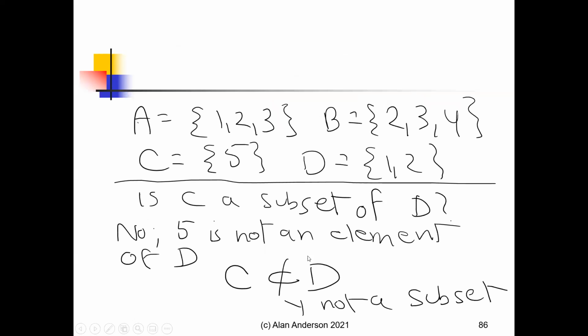Now, the symbol for not being a subset is very simply the symbol for subset with a slash through it. So C is not a subset of D because the 5 is not contained in set D. There's no 5 in there. All right, so I think that's all we need to review as far as sets are concerned. But remember, all of probability theory is based on set theory. That's why we need to do this.